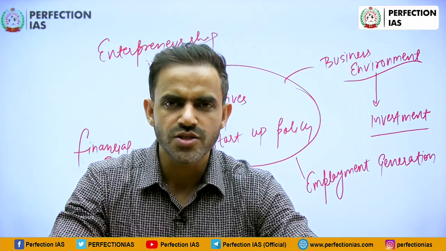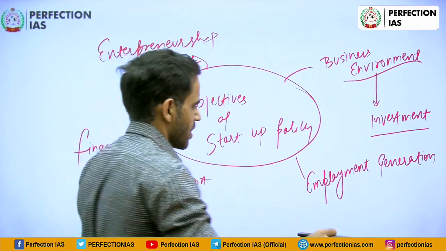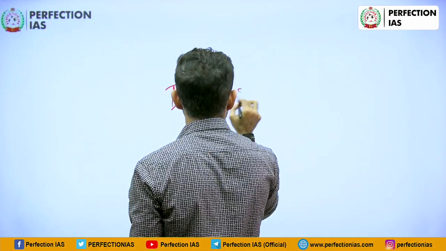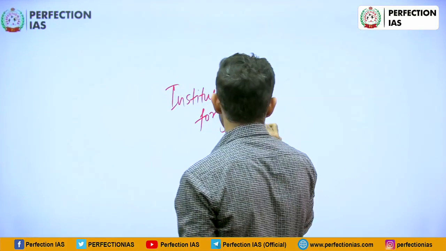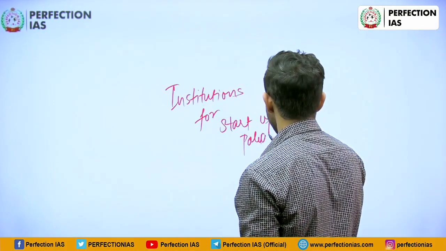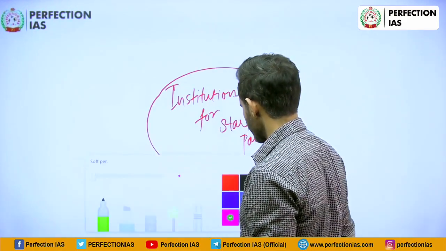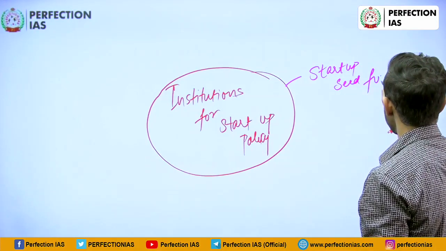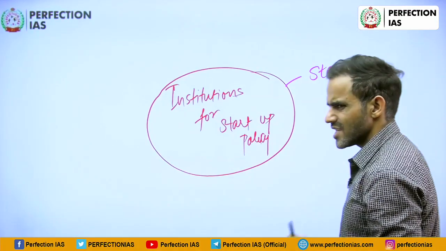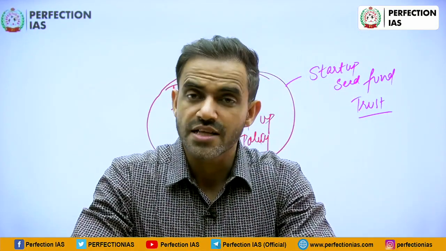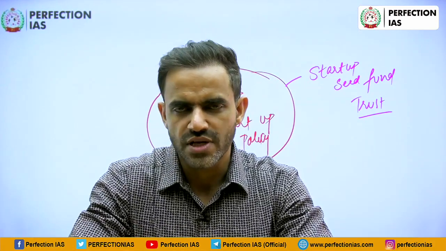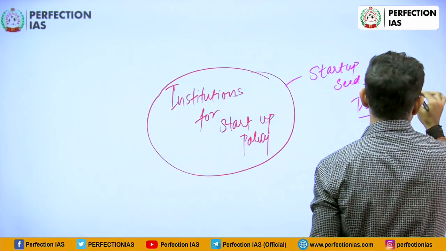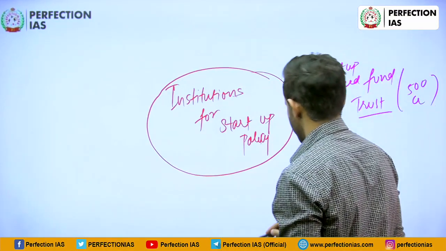Now, in order to implement this policy, certain institutions are set up. These are the institutions for startup policy. First and foremost is the Startup Seed Fund Trust. This seed fund trust has been set up by the state government, that is the government of Bihar, to provide initial financial support to the startups, and for that purpose a trust has been set up. The fund corpus size is 500 crore rupees.